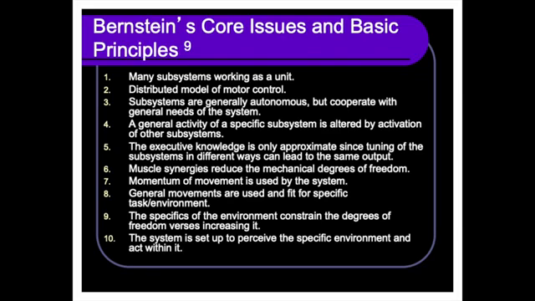Number 9, the specifics of the environment constrain the degrees of freedom versus increasing it. So again, if we think about specific characteristics of an environment, they're going to dictate for us how we move. So if we are thinking about playing tennis, the net is so high, and so that's going to make us rely on swings of the tennis racket that are going to produce lift on the ball enough to get it over the net.